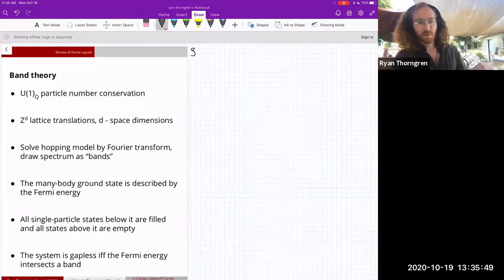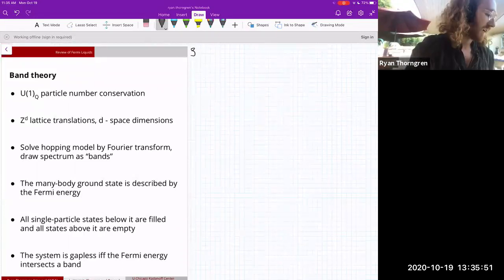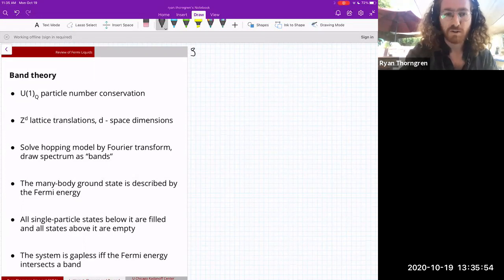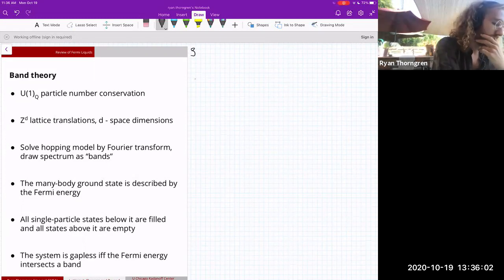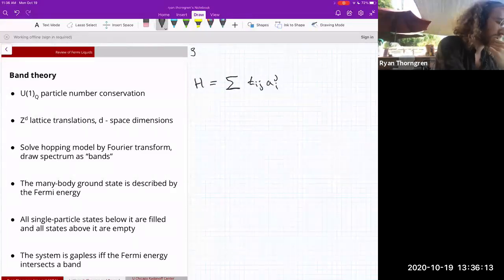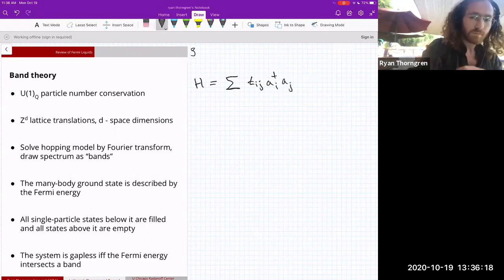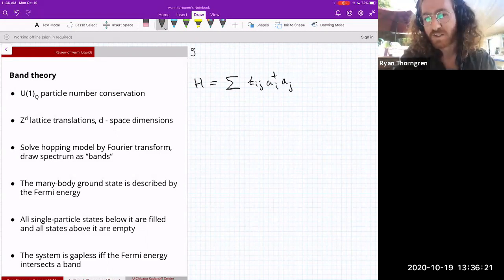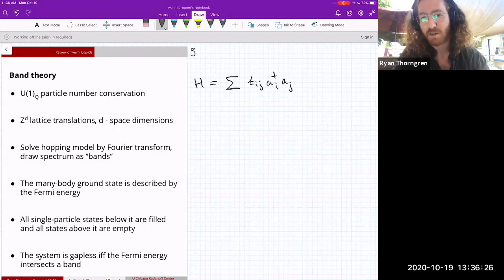Okay, so let's begin by talking about band theory. Band theory applies to systems with a U(1) particle number conservation or charge conservation and a lattice translation symmetry. So a typical Hamiltonian that has the symmetry would be the Hamiltonian of a fermion hopping on a lattice. So if we have some fermion creation and annihilation operators a, we can write this hopping operator that takes a fermion at site j and puts it at site i and give it some coefficient t_ij and study this Hamiltonian.